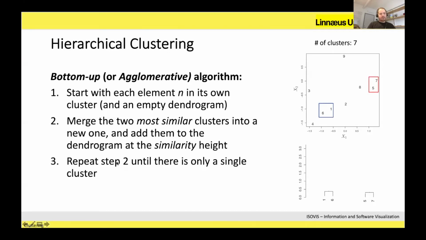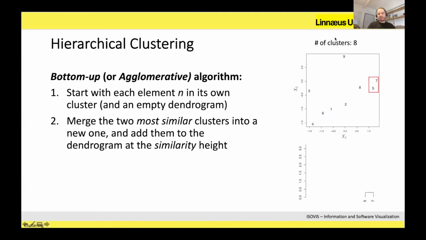Next step, well, actually, that's it, to be honest. And as you can see here, now we have 8 clusters. We don't have 9 clusters anymore because we have 1, 2, 3, 4, 5, 6, 7 points, which are in their own cluster. And then we have the red cluster, which has 2 points. So now we have 8 clusters.